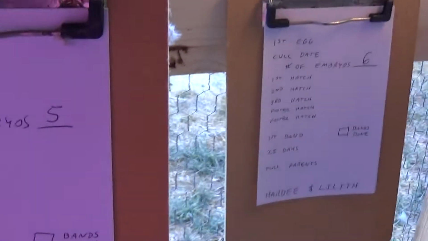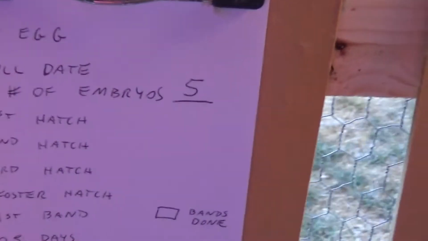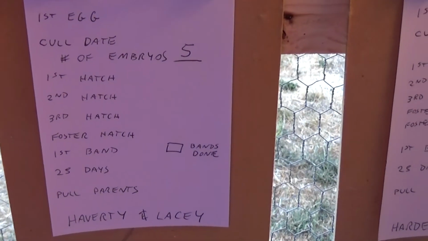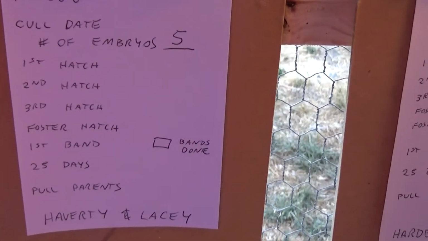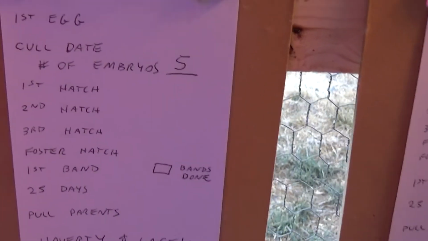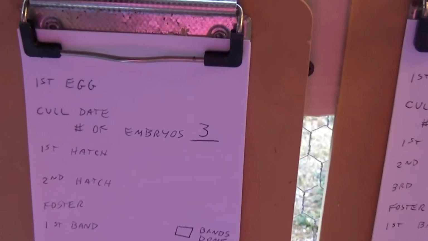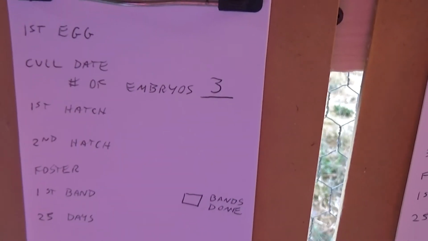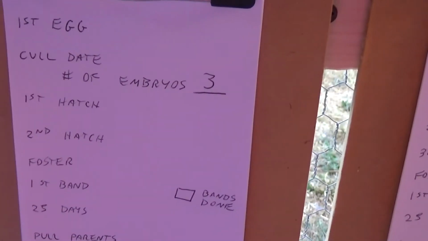I'm putting down how many embryos I want to keep, and it's going to be different for different birds. This is Haverty and Lacey. I'm looking for male chicks out of them, so they're going to raise 3 of their own embryos, and I'm going to take a 4th one and foster it out to somebody that I already have a lot of chicks from. So, for instance, Buster and Rainbow. I have tons of chicks from Rainbow, so I'm going to leave them with 3 embryos, let them hatch out 2 of their own chicks, and then foster one of these guys over here.